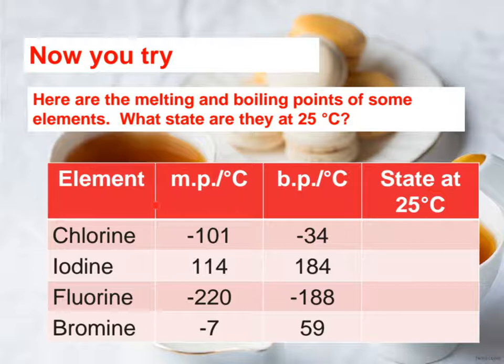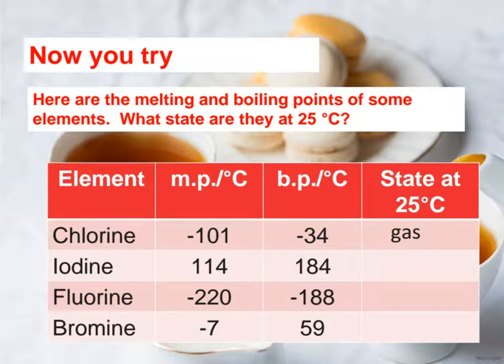The melting point of chlorine is minus 101 degrees Celsius. The boiling point is minus 34 degrees Celsius. At 25 degrees Celsius, chlorine got enough energy to boil, and then it's in the gas state at 25 degrees Celsius.